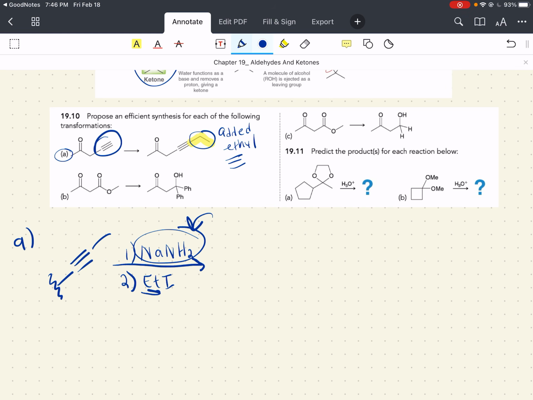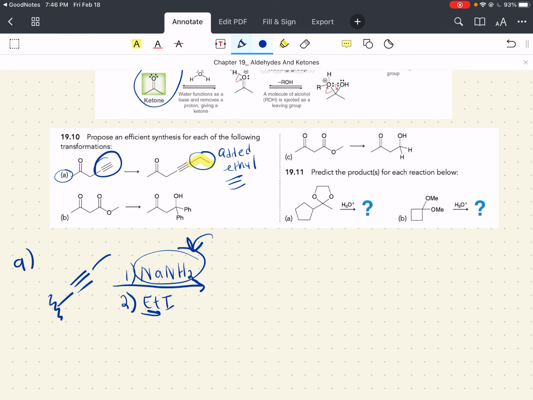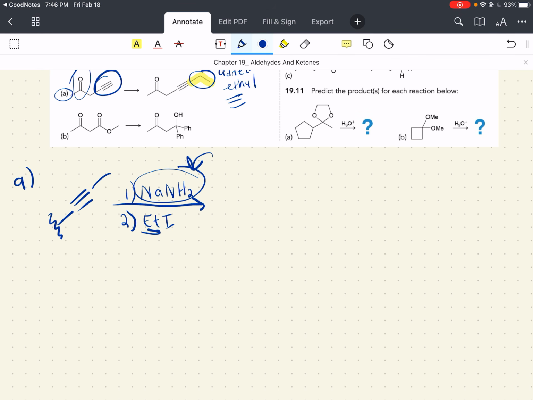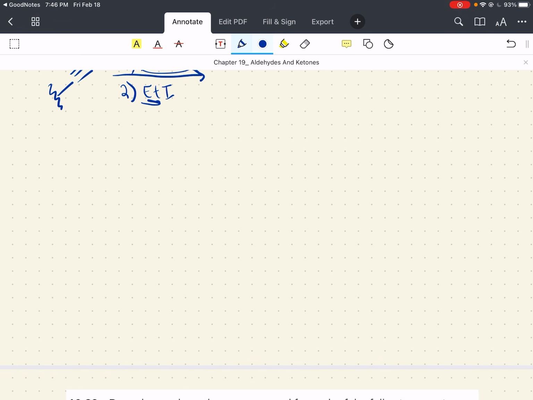The problem, though, is this starting material has a carbonyl group. We know the carbon of the carbonyl group is a really good electrophile. And so in the presence of this nucleophilic alkanide ion, it might actually react with the carbonyl, and that's not good. So to avoid this undesired reaction, what we can do first is convert this carbonyl group into an acetal. Therefore, it cannot react when we try to add the ethyl group to the triple bond. So now we have a good strategy.